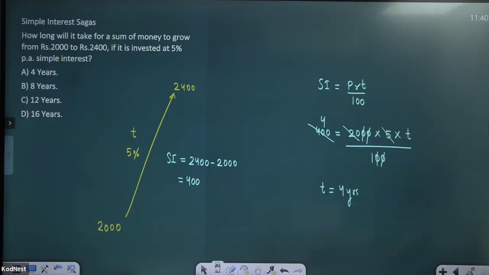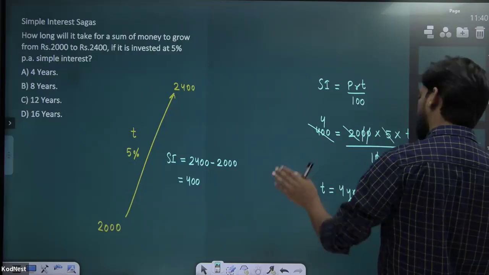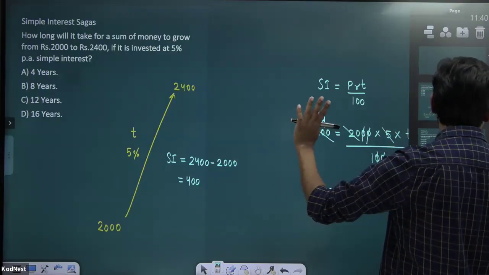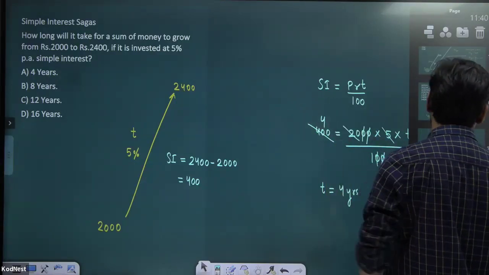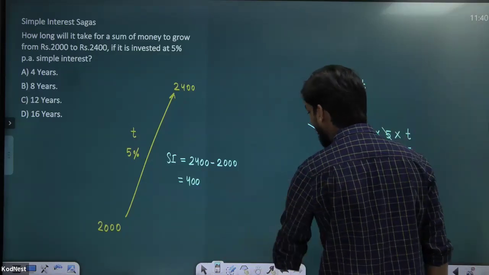Okay. Now, this is the formula way. One similar question, exactly similar, we have done also. Let me tell you the proportionality way.